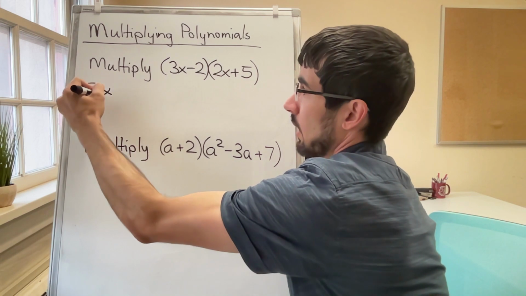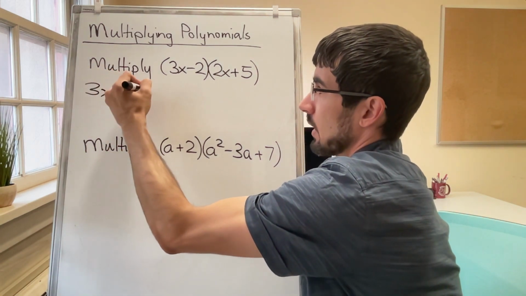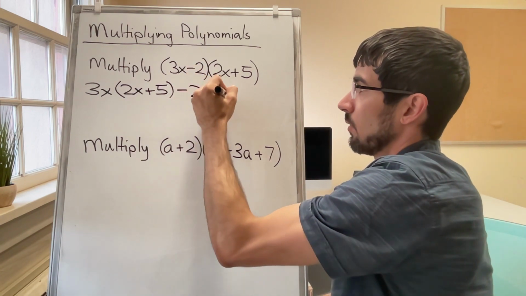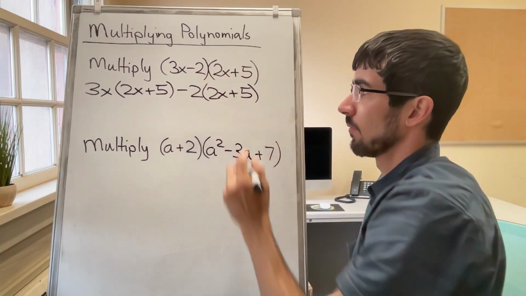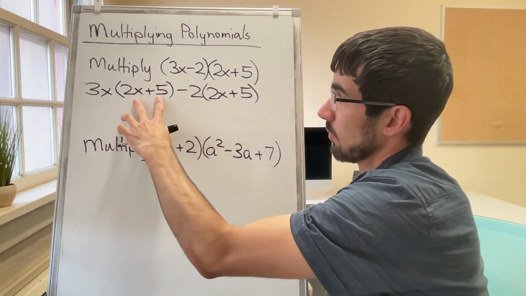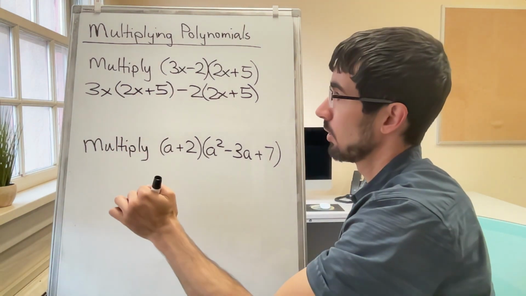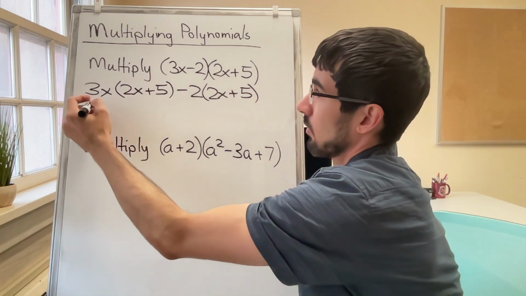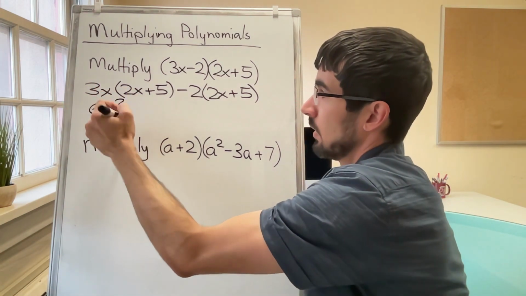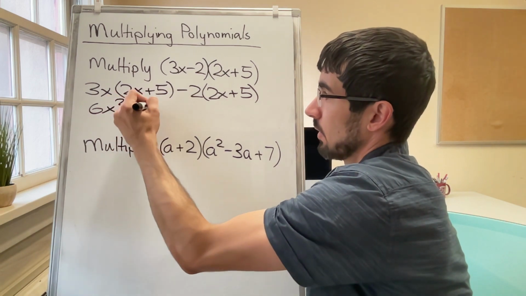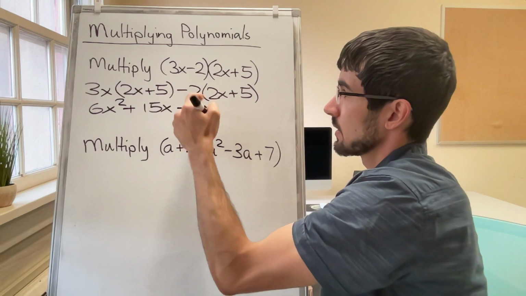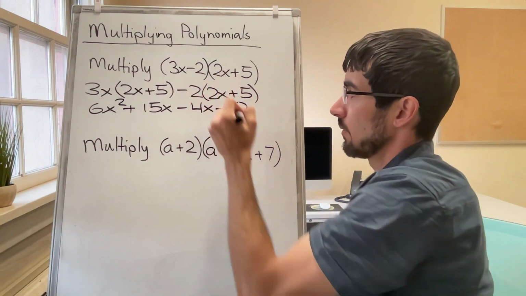I could start by applying the second binomial, 2x plus 5, to both of the first terms. Right? Every term in the first polynomial gets multiplied by the second polynomial. Then I distribute across parentheses. So 3x times 2x is 6x squared. 3x times 5 is plus 15x. Here I have minus 4x, and here I have minus 10.